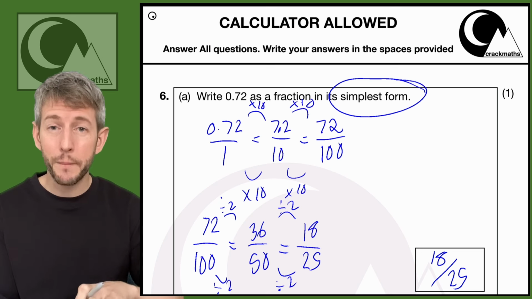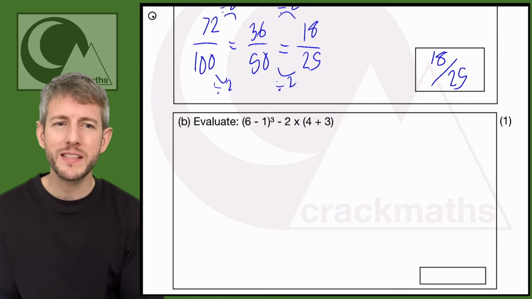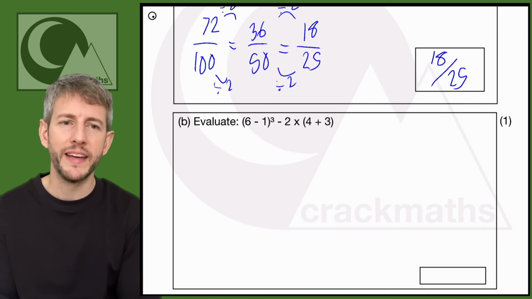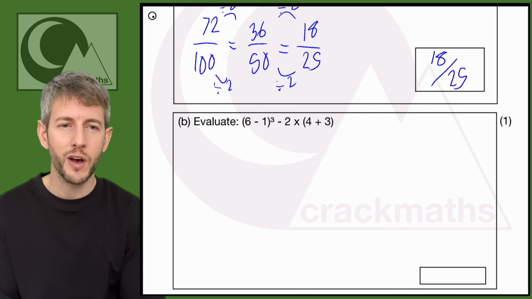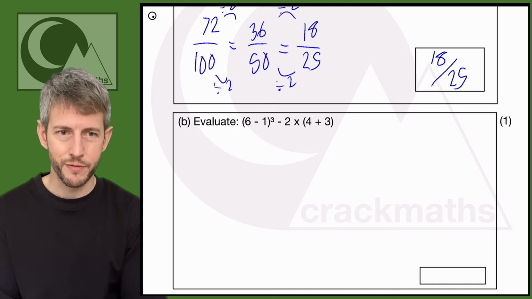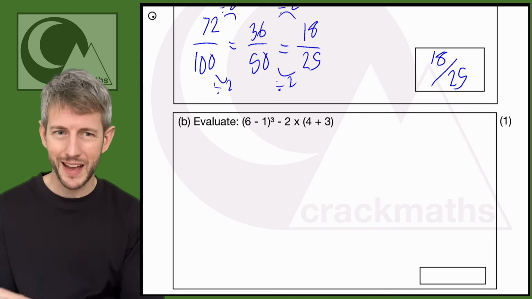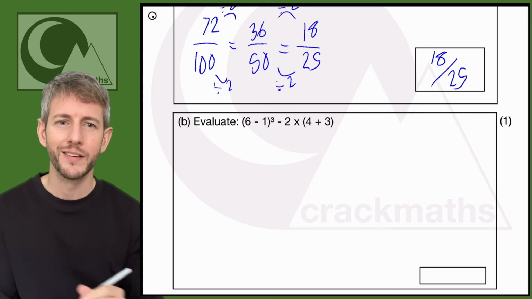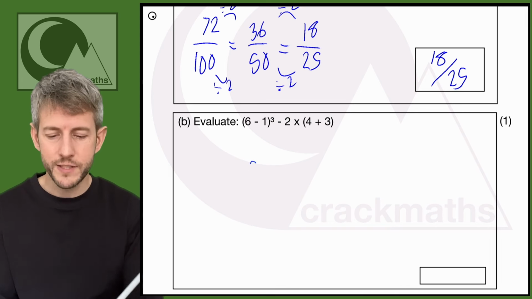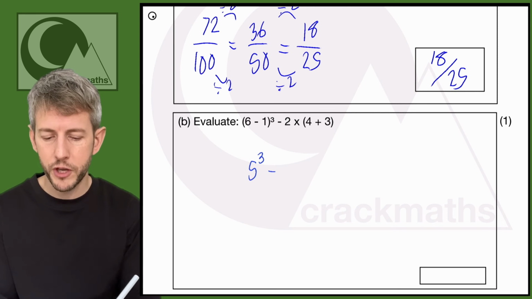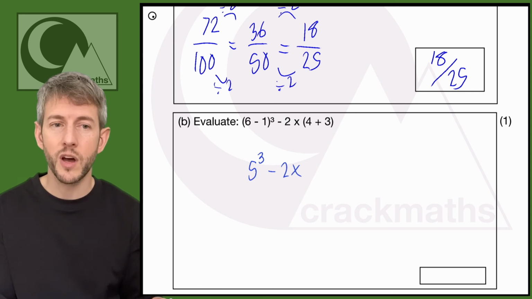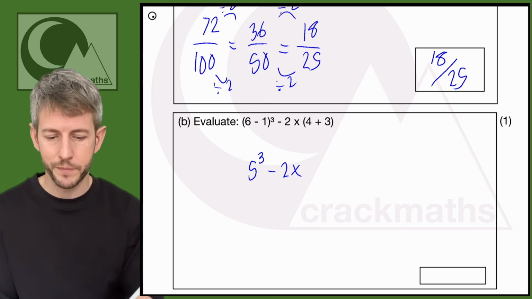Okay, let's have a look at part B. So here we go. Part B says, evaluate bracket 6 minus 1 cubed minus 2 times bracket 4 plus 3. Right, okay, so the most important thing to remember here is that we do the brackets first. So let's get the brackets out of the way, and then we'll worry about the rest. So 6 minus 1 is 5. So this becomes 5 cubed minus 2 times 4 plus 3, which is 7.